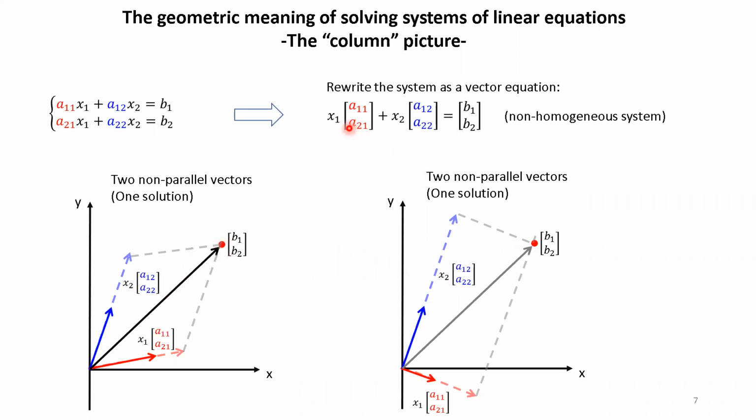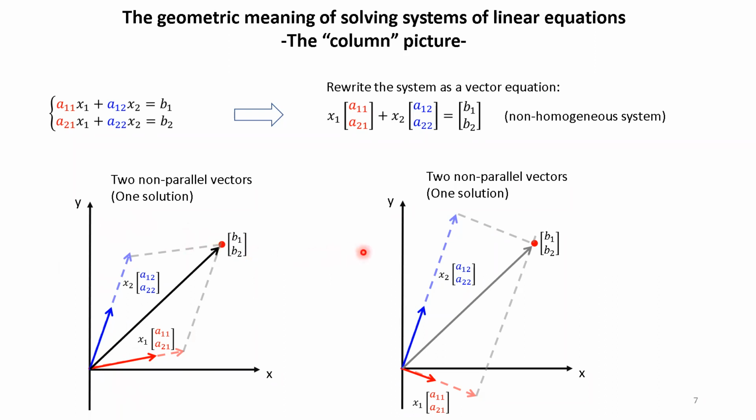So to this equation, the solution is that you need to select the appropriate x1, which is the scaling factor of this vector, and then the other scaling factor x2 for the other vector, such that these two vectors add together to give you the black b vector. Then this is a case where we have one unique solution.